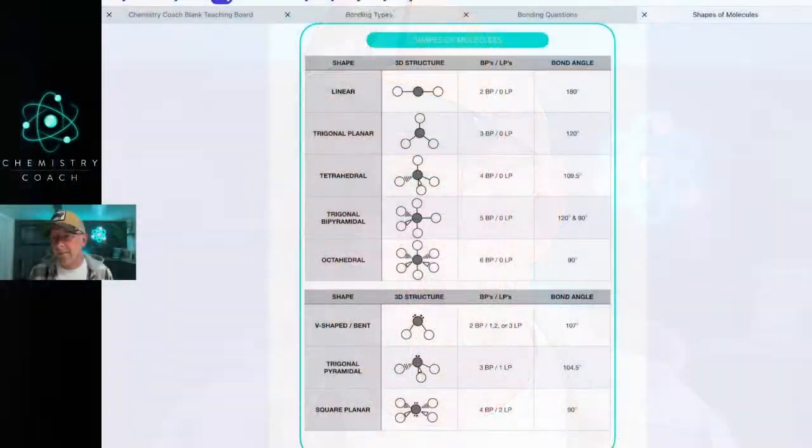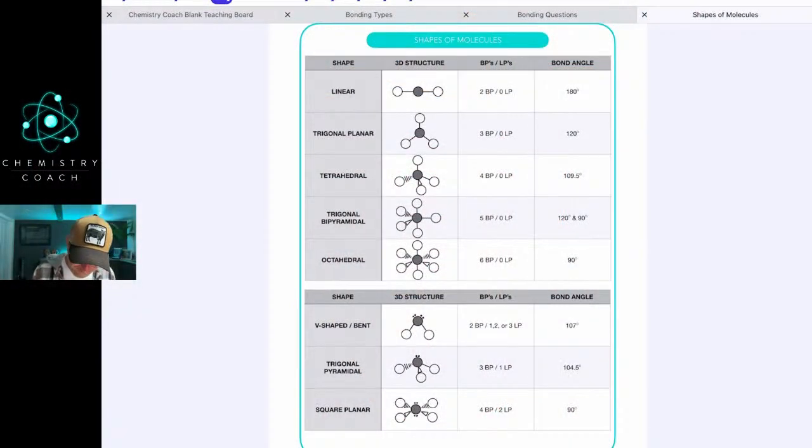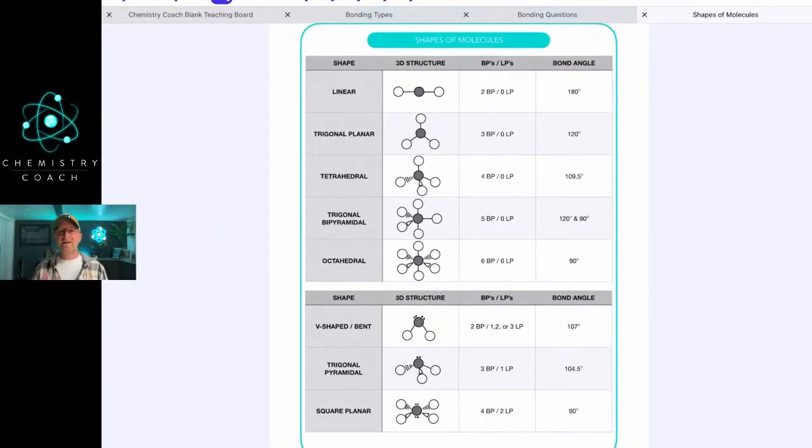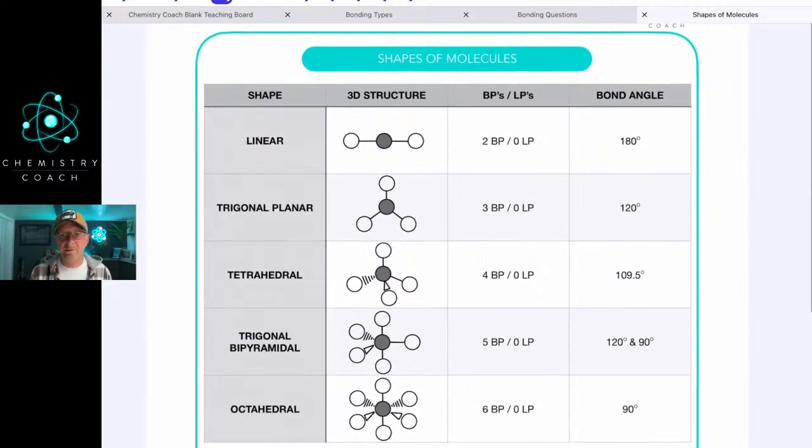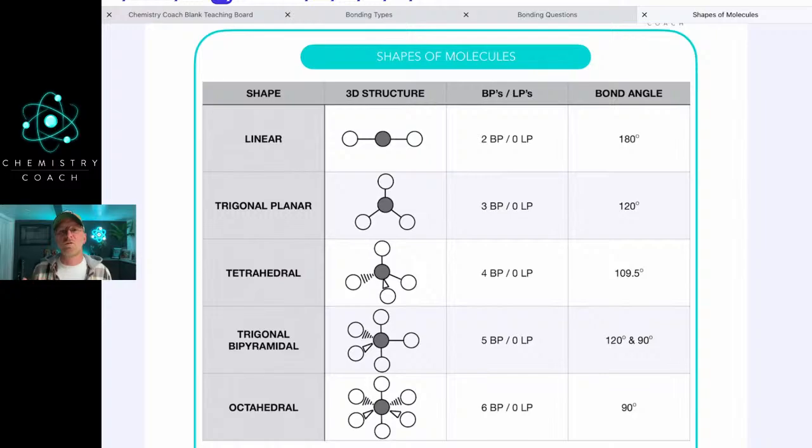Okay, this, ladies and gentlemen, is your definitive list of shapes and bond angles that you need to know. All right, so let's just go back here. Right, okay. So what I've done here, I think it's easier to think of them this way. At the top half of that, these are all molecules that contain no lone pairs, okay?